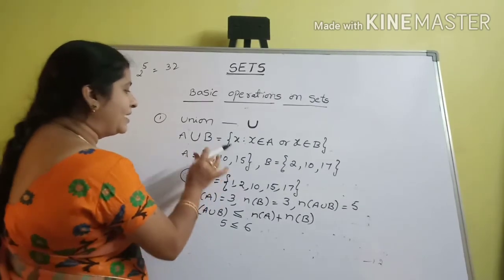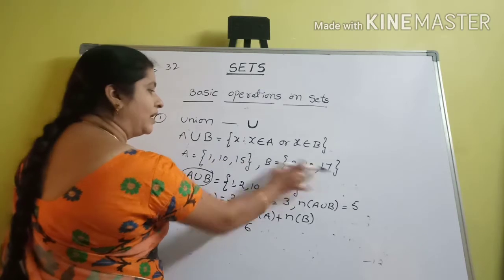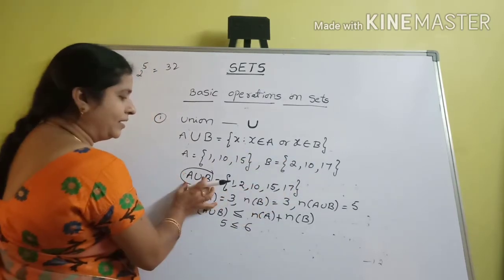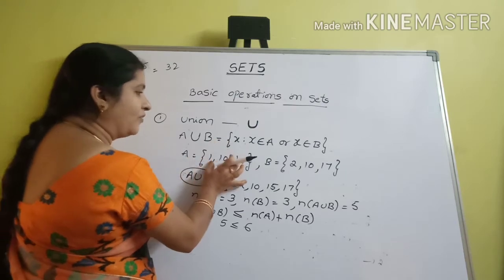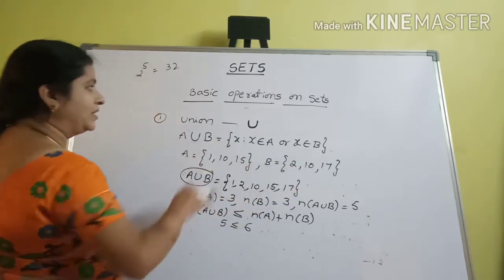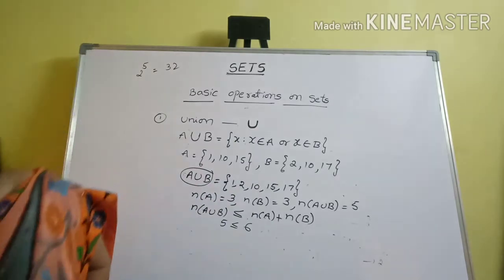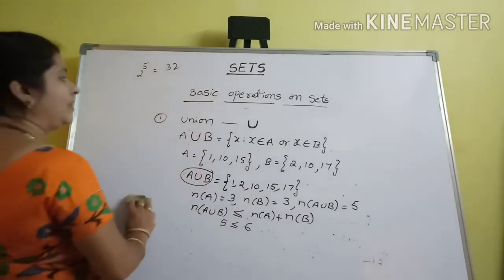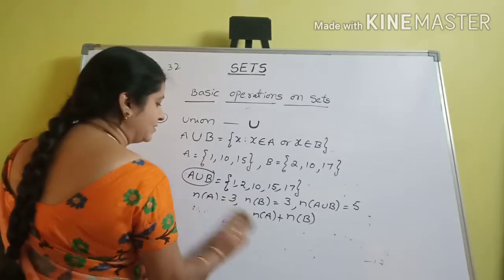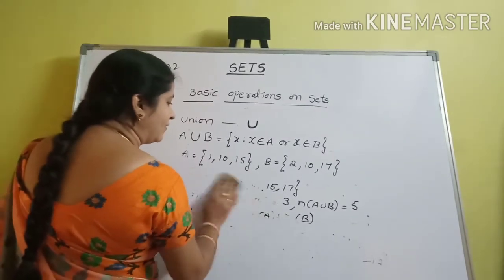You take the elements in both the sets and you have to write them here in A union B. Both elements of A or B you write here. Okay, this is A union B. We read it as A union B. This is the first basic operation on sets. We go to the next one.